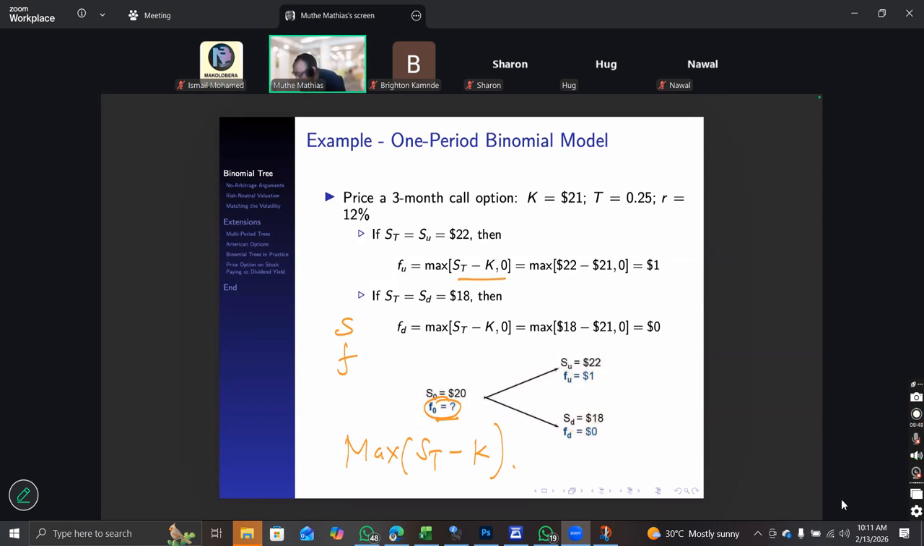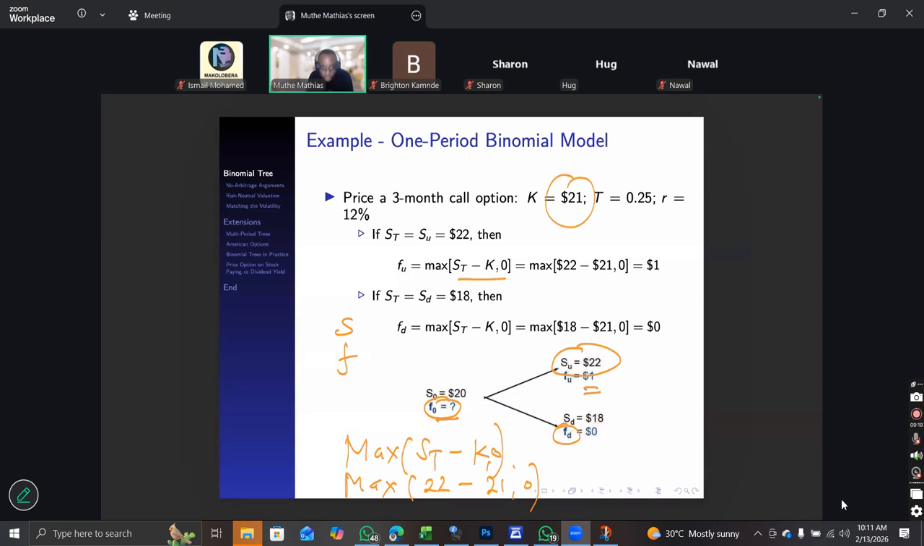So when the price goes up, I know it's the maximum between ST minus K, comma 0. ST in this case is 22, and then minus K. My K here is given as 21. So the maximum of 22 minus 21, comma 0. When you do that, you get the payoff in this case of 1. So that is my FU. When the price goes up, I know the associated payoff will be $1, right? And then the other one is this one here, because we have the other option as well.